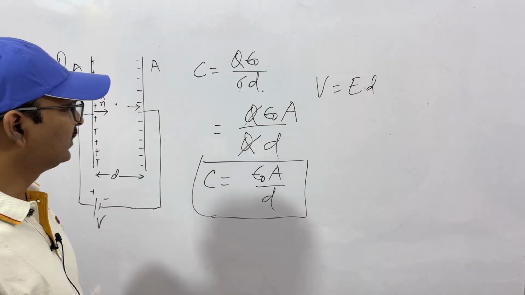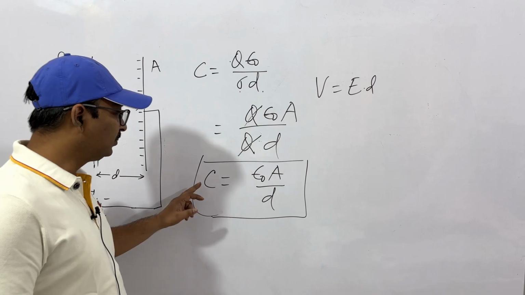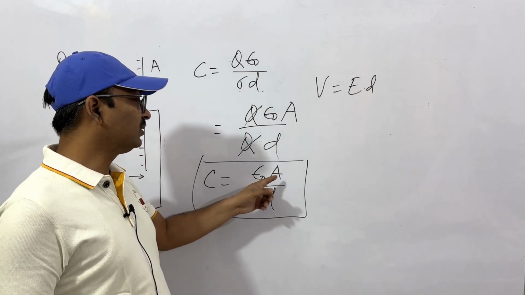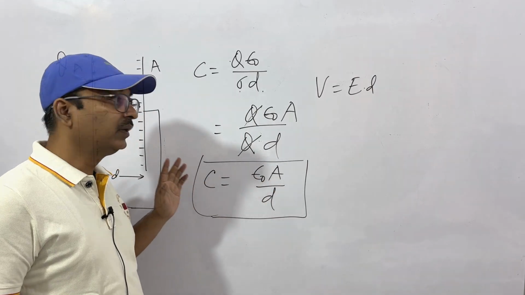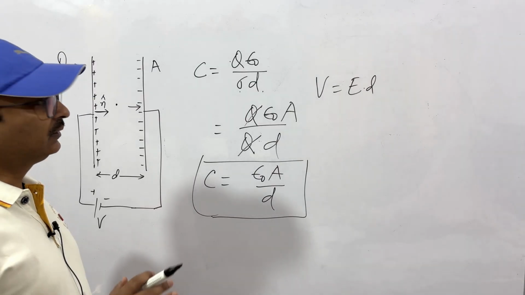This is a very important observation. Okay, so capacitance for a parallel plate capacitor is epsilon 0 A by D. Okay. So I think this is clear.